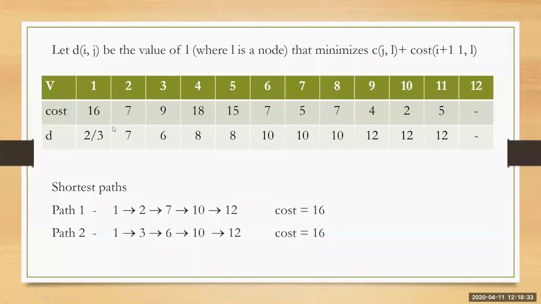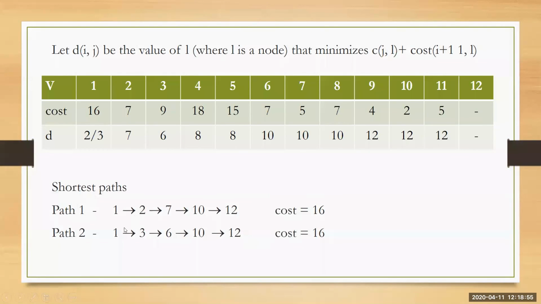Which is the other path? Starting from 1, I will take the destination as 3. So 1 to 3. Check column number 3. Where does 3 lead to? 3 leads to 6. So 1 to 3, 3 to 6. Where does 6 lead to? 6 leads to 10. And where does 10 lead to? 10 leads to 12. So this is the other path.